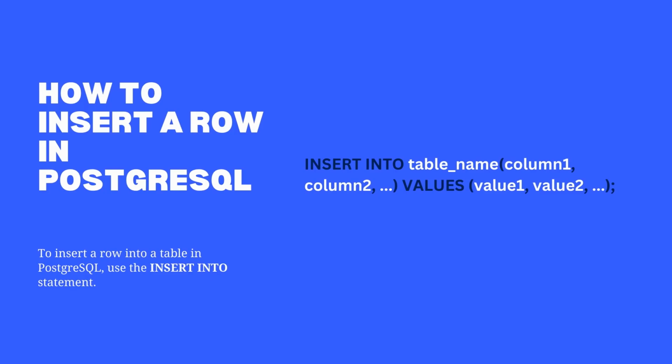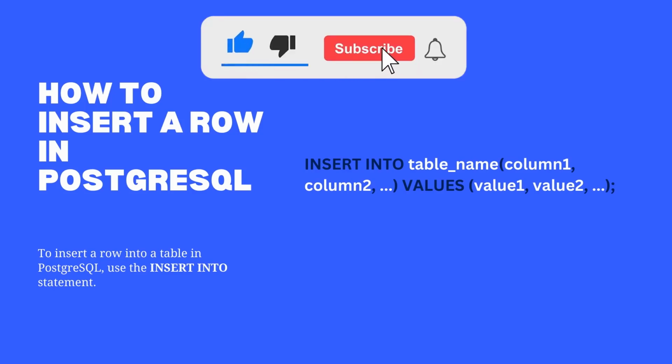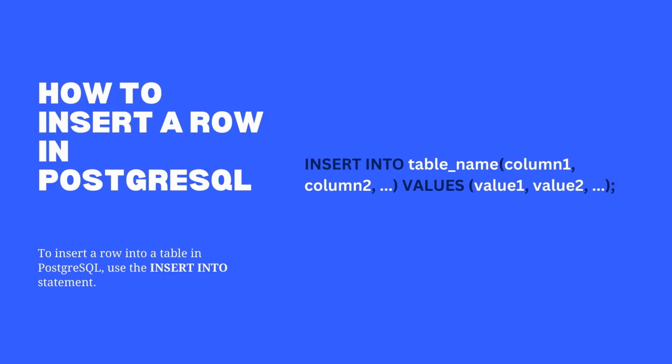Move to the first topic. To insert a row into a PostgreSQL table, we use the insert into statement. Look at the syntax. Insert into, then we specify the table name. After that we specify the columns of that table, like column 1, column 2. Then we specify the values keyword to specify the values for those columns, like value 1 and value 2.